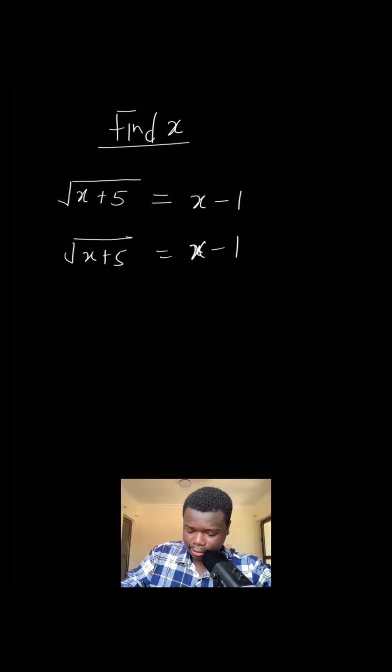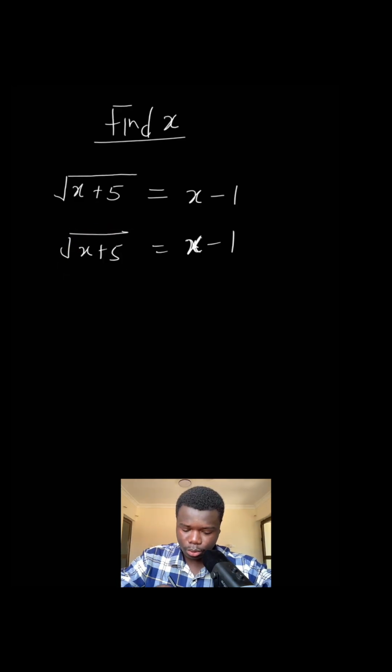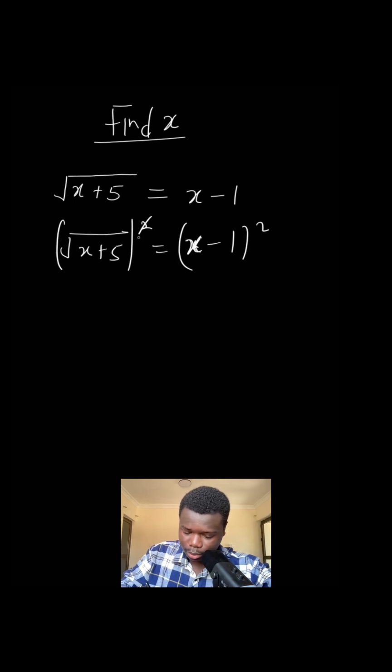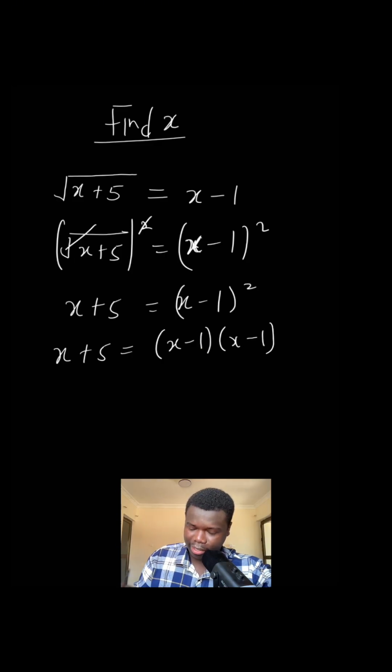You see that? So what happens is, you want to make everything simple so we can get rid of this square root, because working with this square root is going to make things difficult. So we can square both sides of the equation. Then this square cancels the square root. So then we have x plus 5 equal to (x minus 1) squared. Because it's squaring, we rewrite it like this, then we expand.